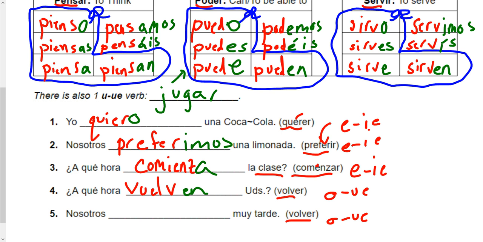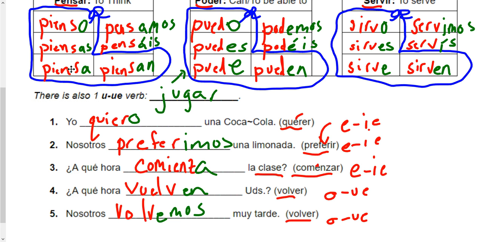Now our next one has nosotros blank muy tarde. We will return very late. Well, nosotros is outside of the boot. So this one will not stem change. Volv. And then, as always, we conjugate ER, volvemos, and there we have it.